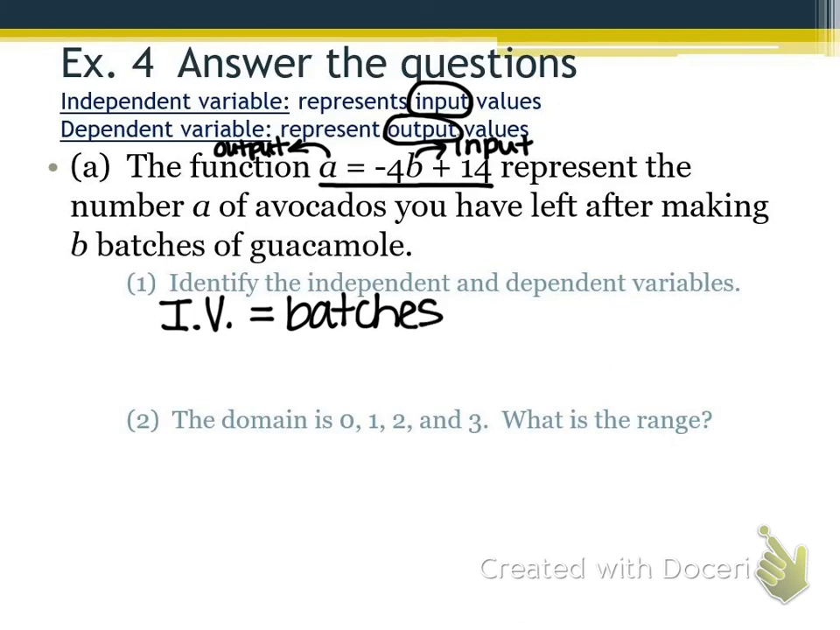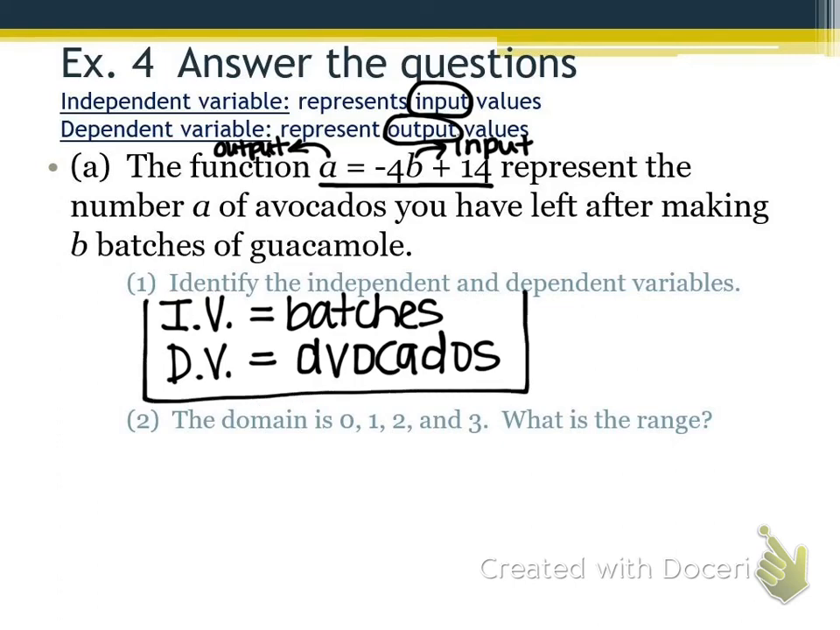So that means I can make however many batches of guacamole that I want. But my dependent variable is what? My a, or my avocados, because it says a of avocados you have left. So depending on how many batches of guacamole I make, I can make however many batches I want, but the number of avocados left depends on how many batches I've made. So my independent variable is my batches of guac. My dependent variable is my avocados.